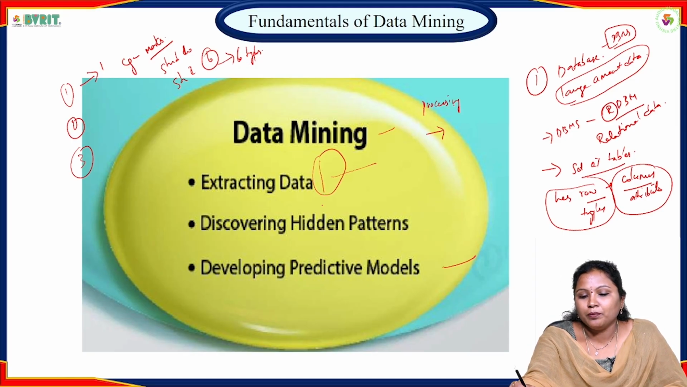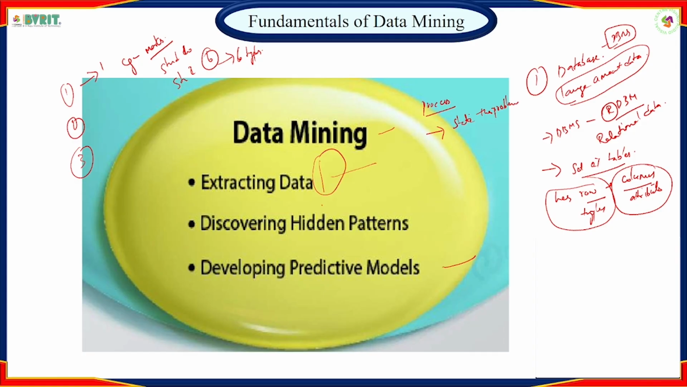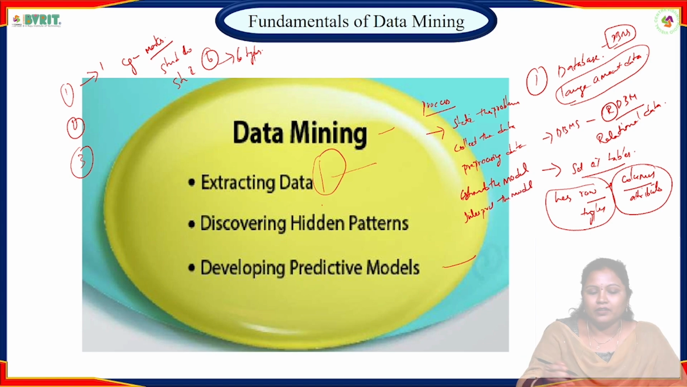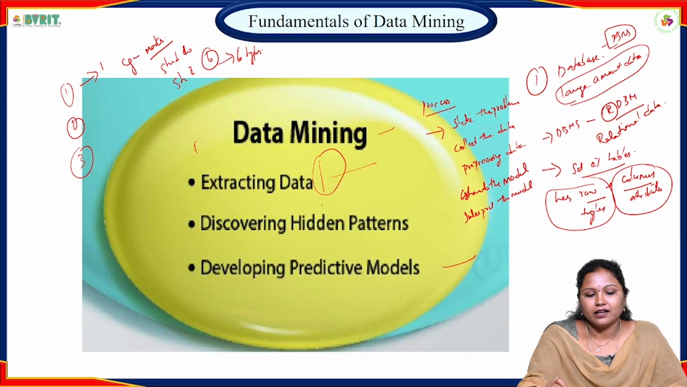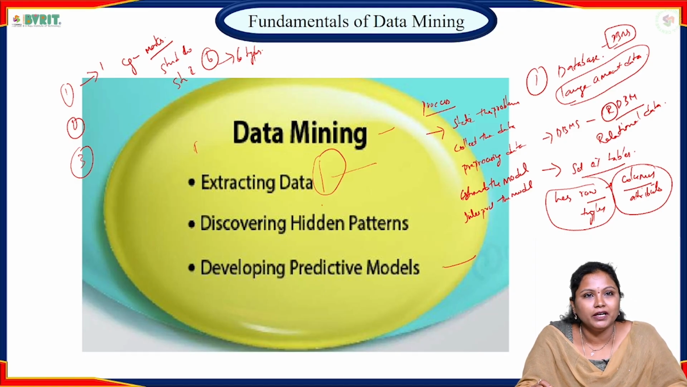So here the general process in data mining is: first, state the problem, collect the data, pre-process the data, estimate the model, and interpret the model. So here in data mining there are the first three steps like extracting the data, discovering the hidden patterns, and developing the predictive models, right?